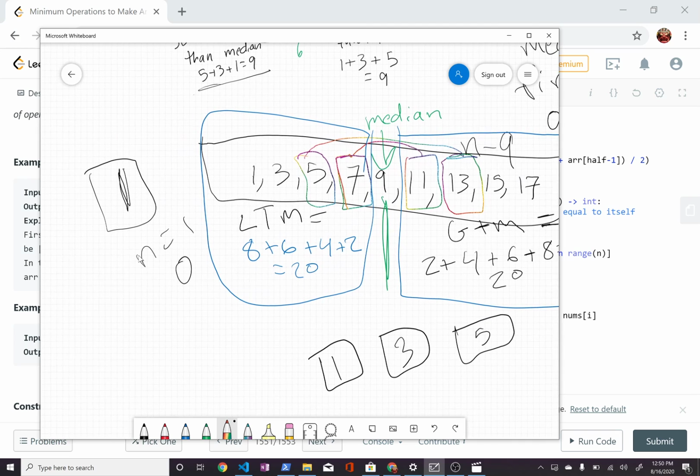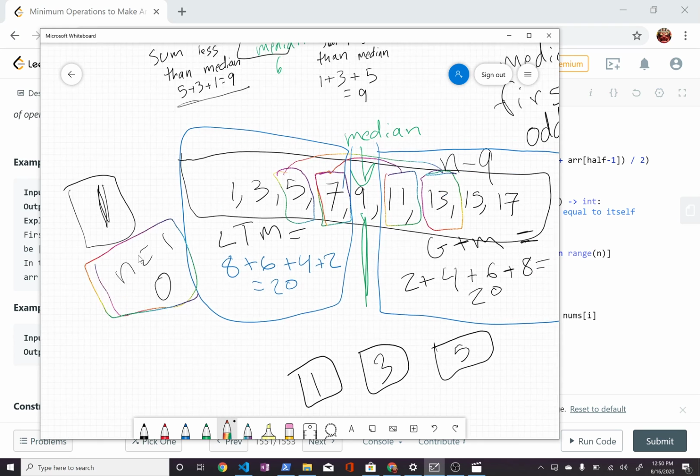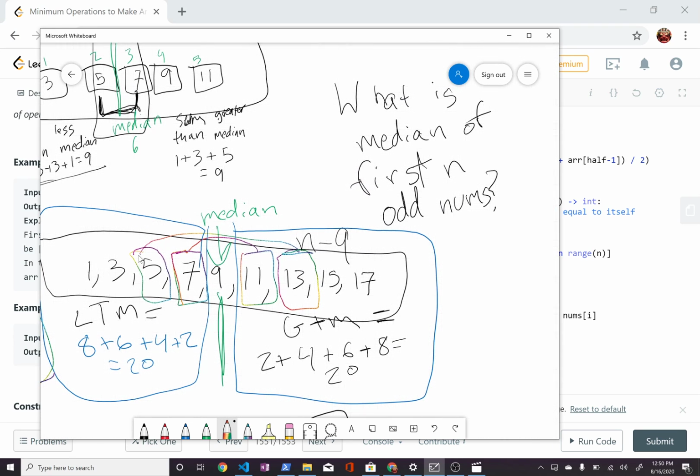So I considered that there's a special case. What if we just have one value in our array? And in this case, if we have 1 or 0 values, we basically don't need to do anything because the answer is 0. We don't have to make any changes to make one value equal to itself.